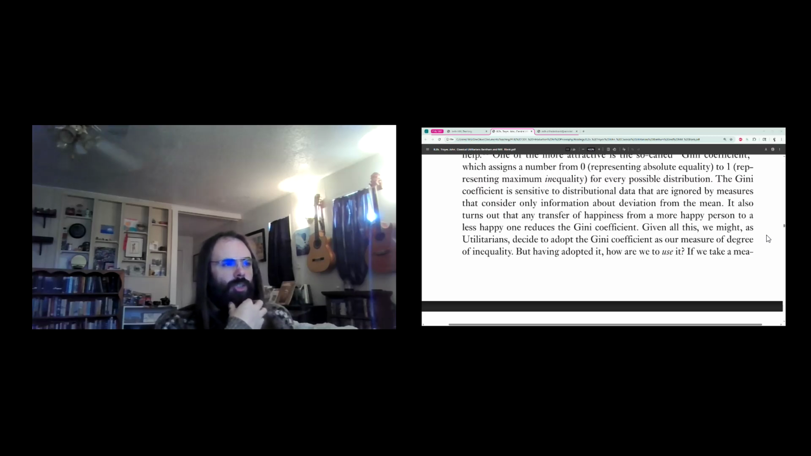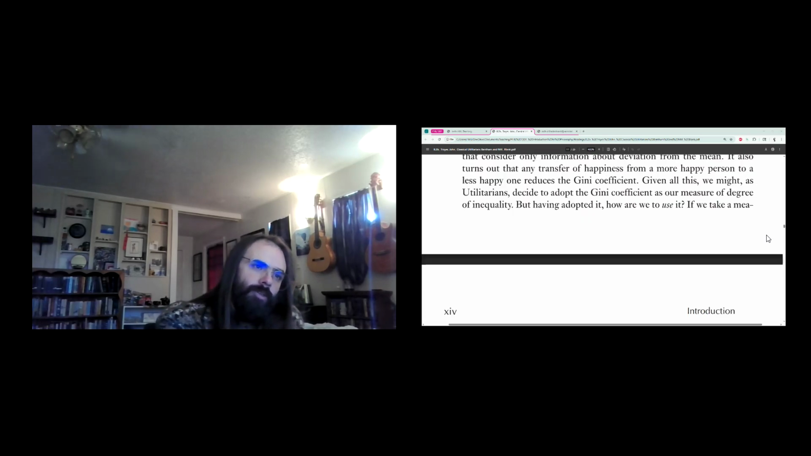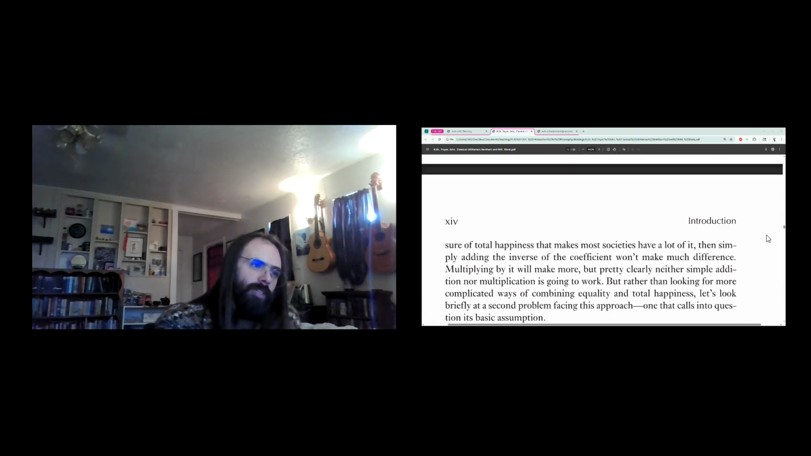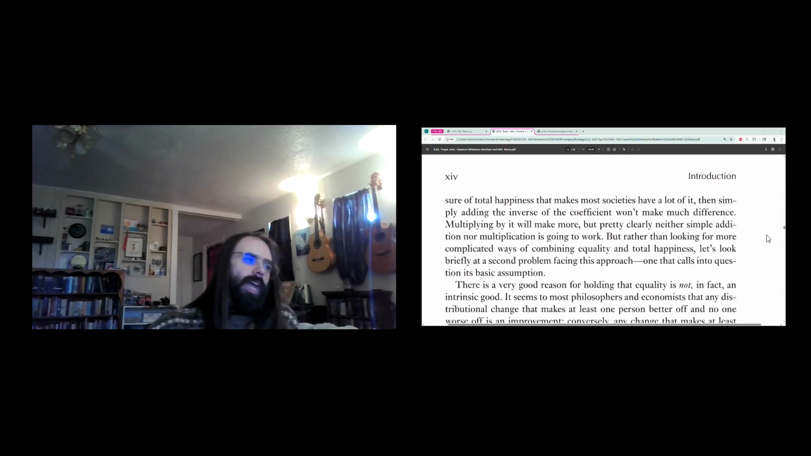It also turns out that any transfer of happiness from a more happy person to a less happy one reduces the Gini coefficient. Given all this, we might, as utilitarians, decide to adopt the Gini coefficient as our measure of degree of inequality. But having adopted it, how are we to use it? If we take a measure of total happiness that makes societies have a lot of it, then simply adding the inverse of the coefficient won't make much difference. Multiplying by it will make more, but pretty clearly neither simple addition nor multiplication is going to work.